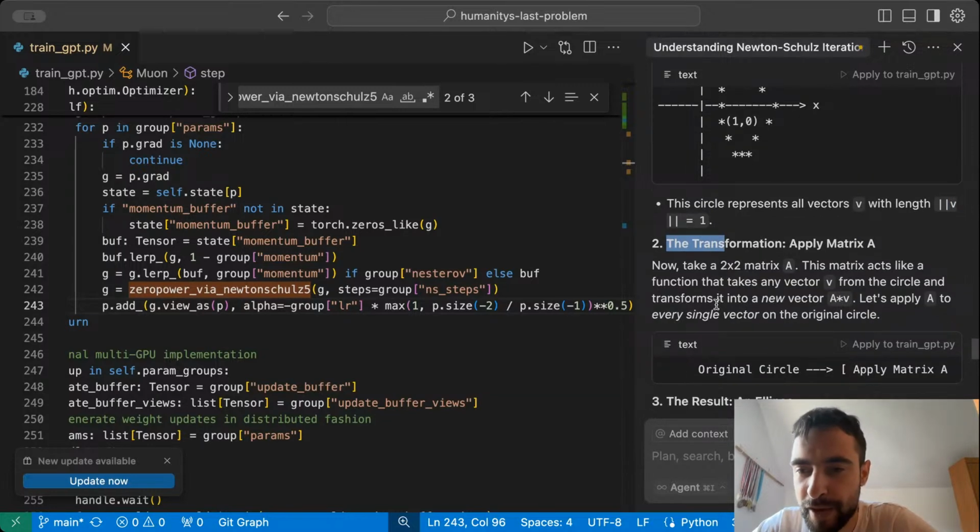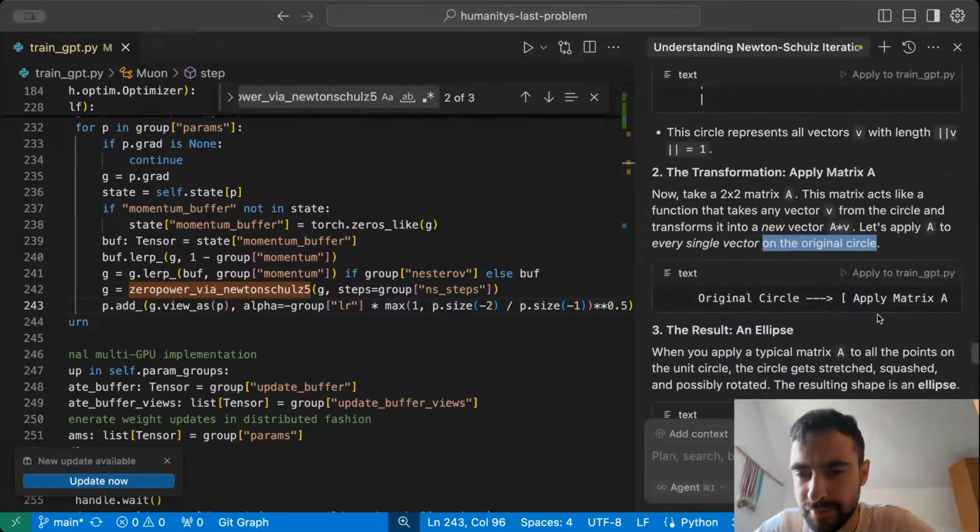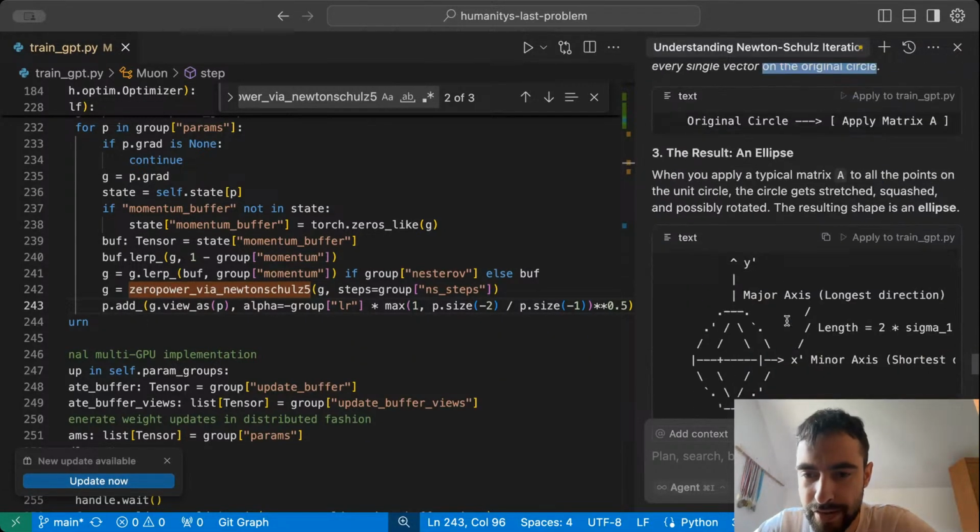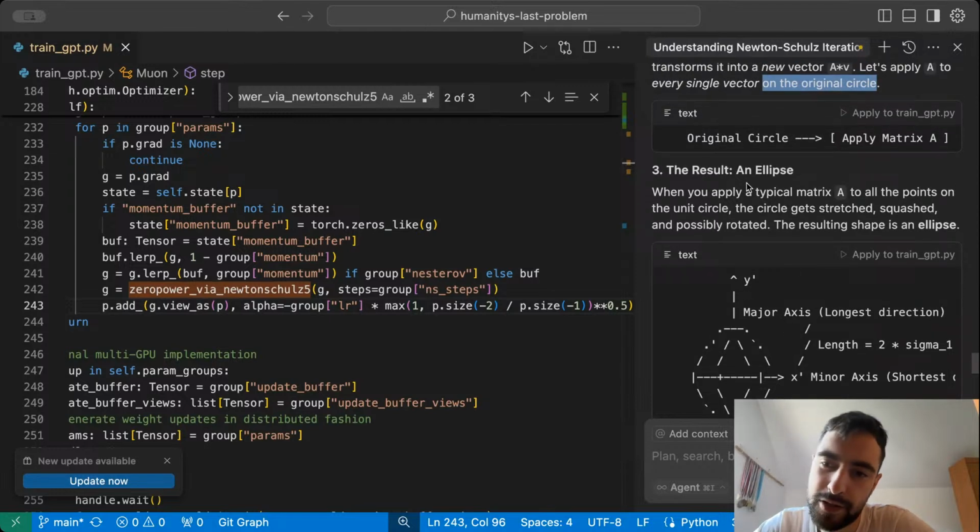The transformation: apply matrix A. Now take a 2x2 matrix A. This matrix acts like a function that takes any vector v from the circle and transforms it into a new vector A times v. Let's apply A to a single vector on the original circle. Okay. The result, an ellipse.